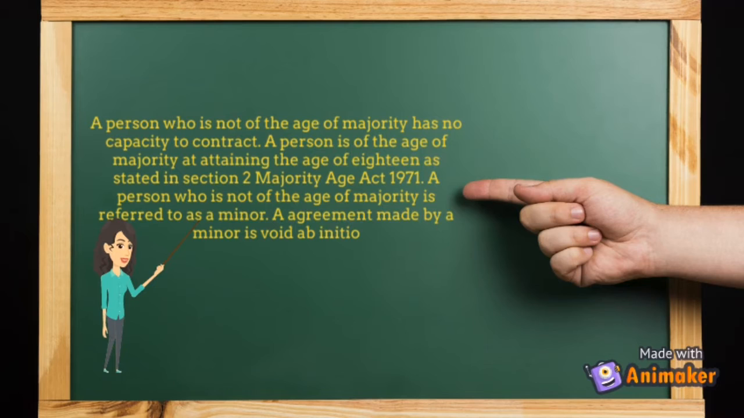A person who is not of the age of majority has no capacity to contract and needs to attain the age of 18 as stated in Section 2 Majority Age Act 1971. A person who is not of the age of majority is referred to as a minor. An agreement made by a minor is void ab initio.